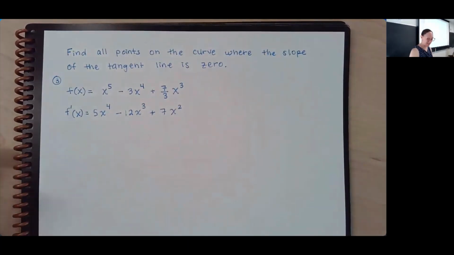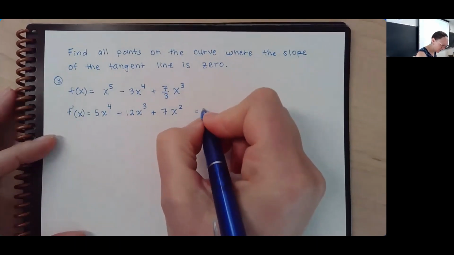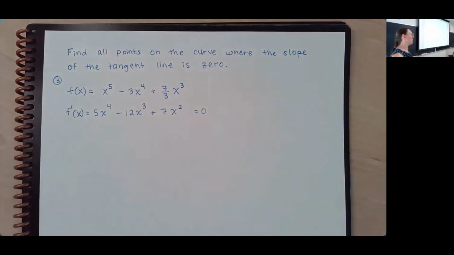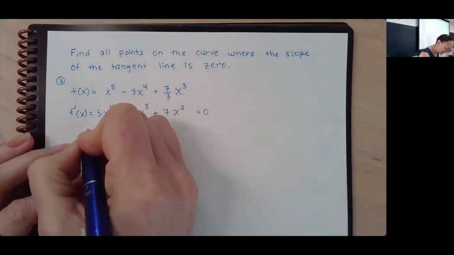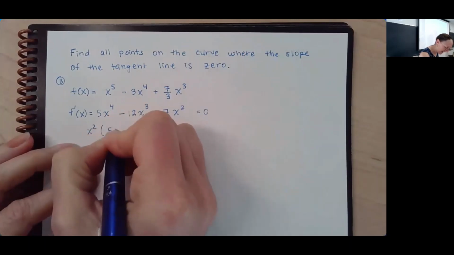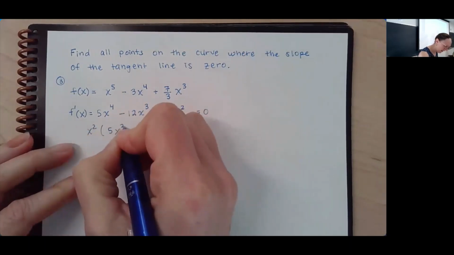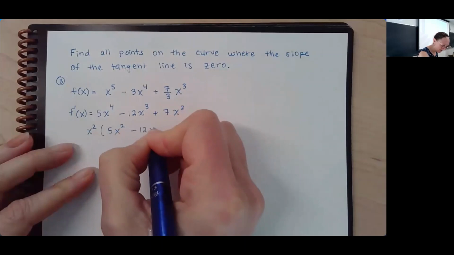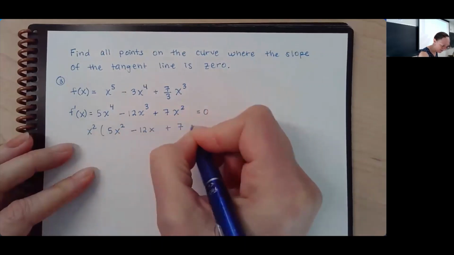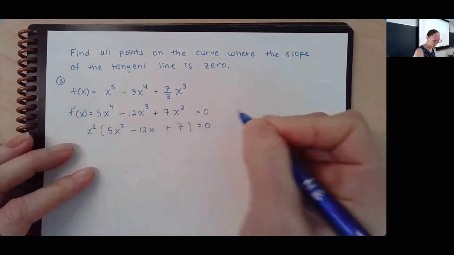If I'm setting that whole thing equal to 0, personally, I'm hoping that something is going to factor. And right away, I can pull that x squared out, so that I've got x squared times 5x squared minus 12x plus 7 is equal to 0.